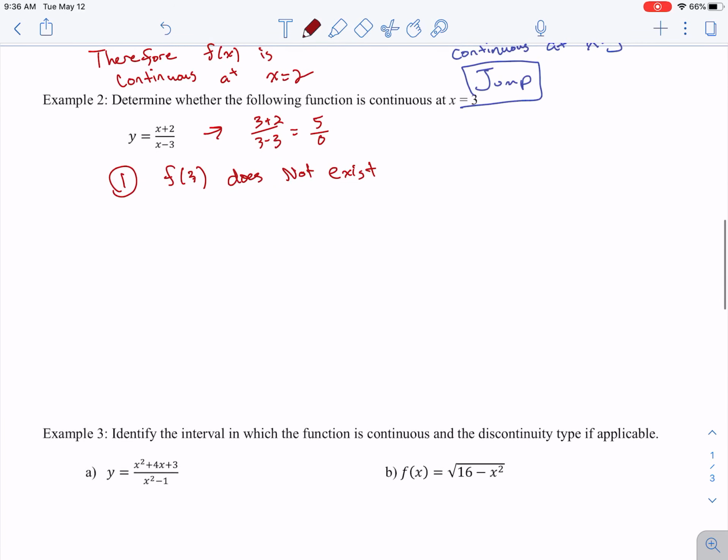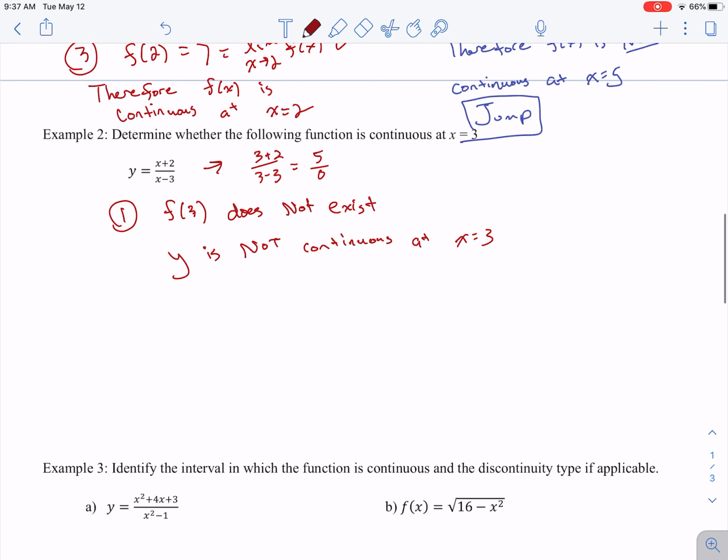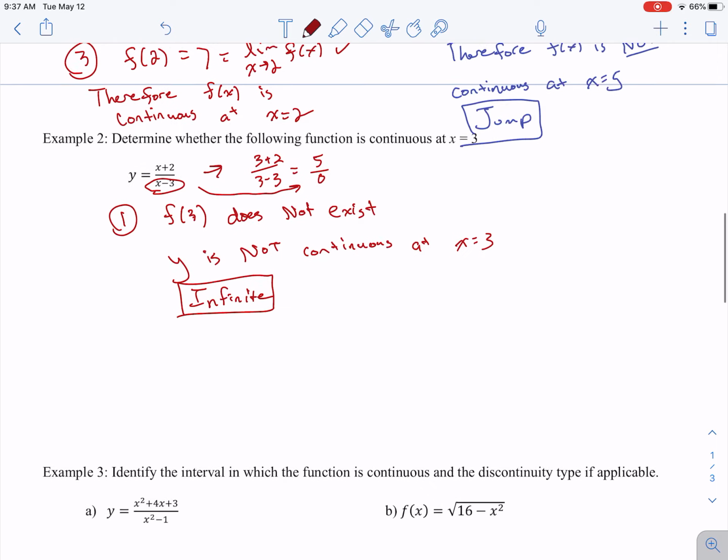So that f of x is not continuous at x equals 3. And this is actually going to be, since the bottom equals 0, an infinite discontinuity. It didn't ask us for which ones were which.